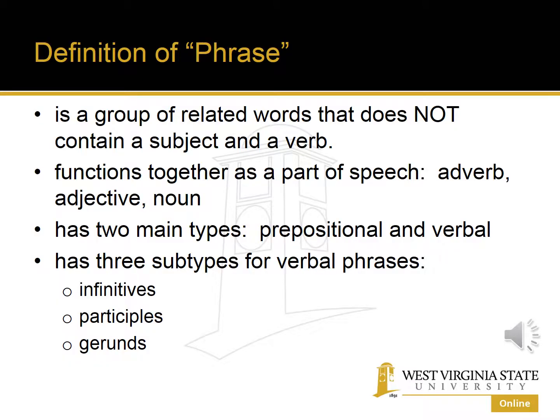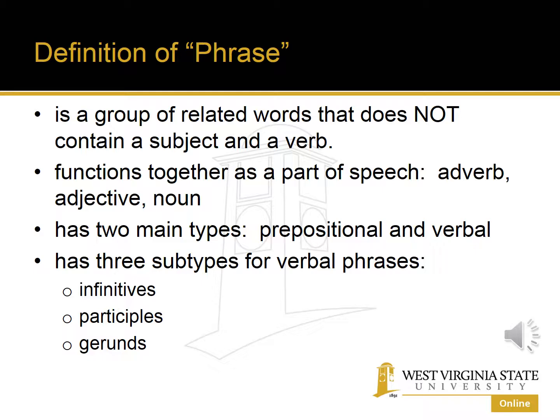A phrase is a group of related words that does not contain a subject and a verb. A phrase functions together as a part of speech. Three different kinds of parts of speech: a phrase can function as an adverb, a phrase can function as an adjective, and a phrase can function as a noun. There are two types of phrases: the prepositional phrase and the verbal phrase.